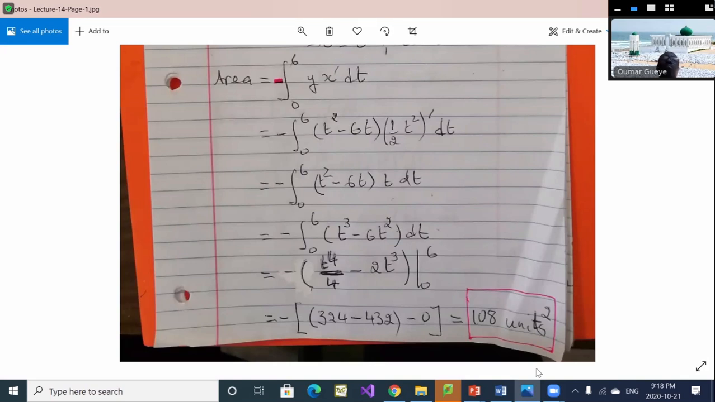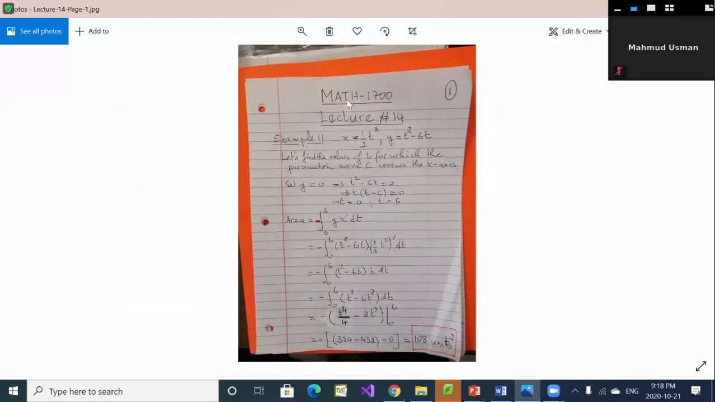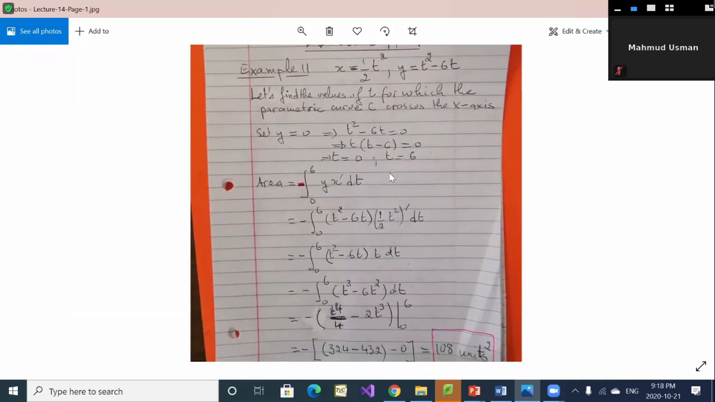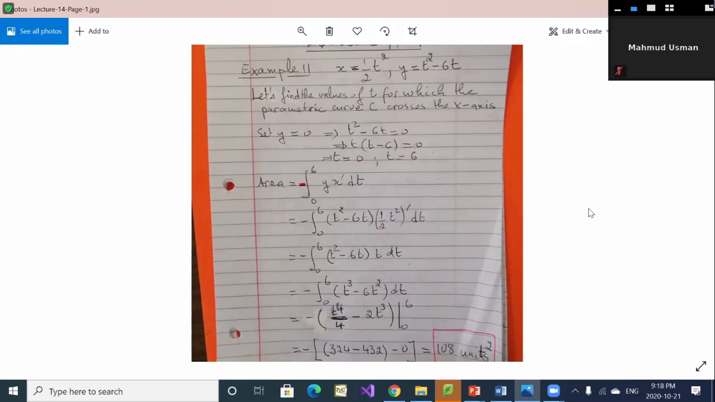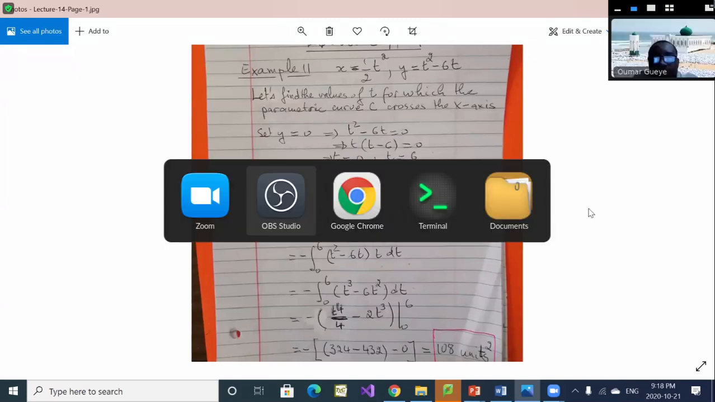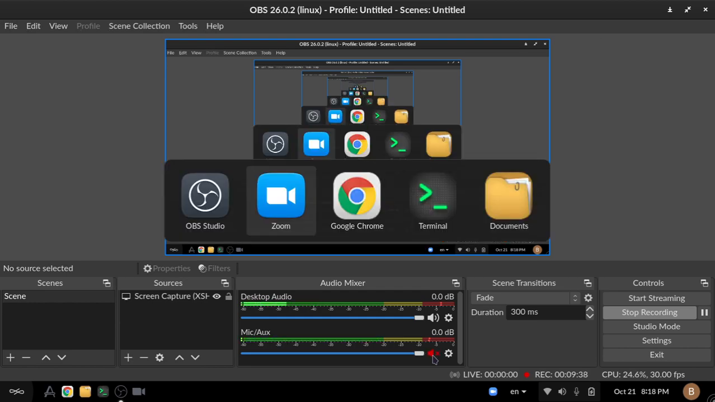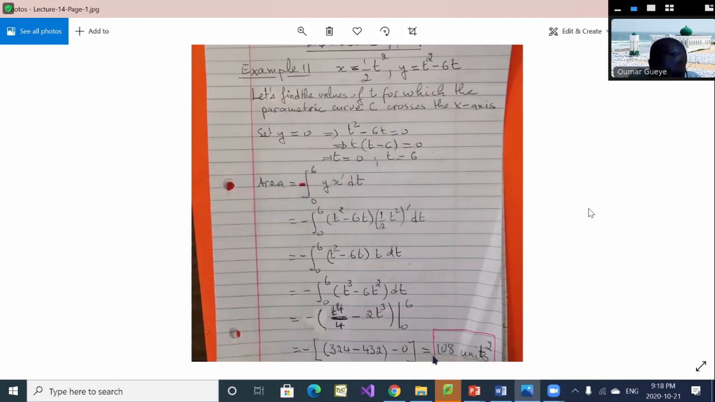Could you please zoom out a bit? Is it okay? Are you done?